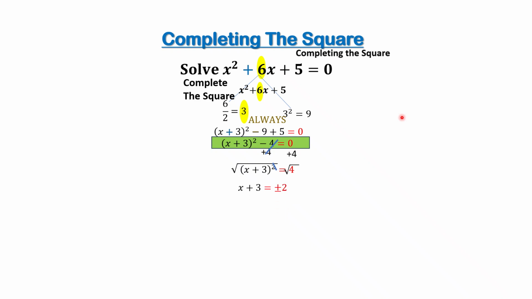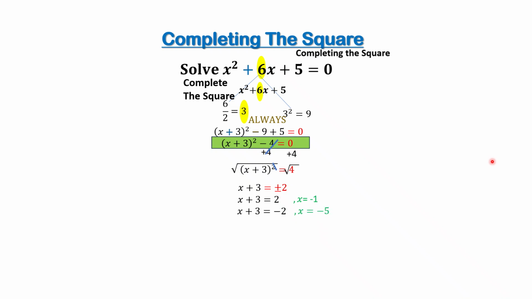It's very important. The square root of 4 is not just 2 in this case, it's plus or minus 2, because we are solving an equation. It's very important to write the plus or minus. Then we'll have two values. We will move the 3 to the other side. So it's x plus 3 equals 2 and x plus 3 equals negative 2. When you solve, you get x equal negative 1 and x equal negative 5.